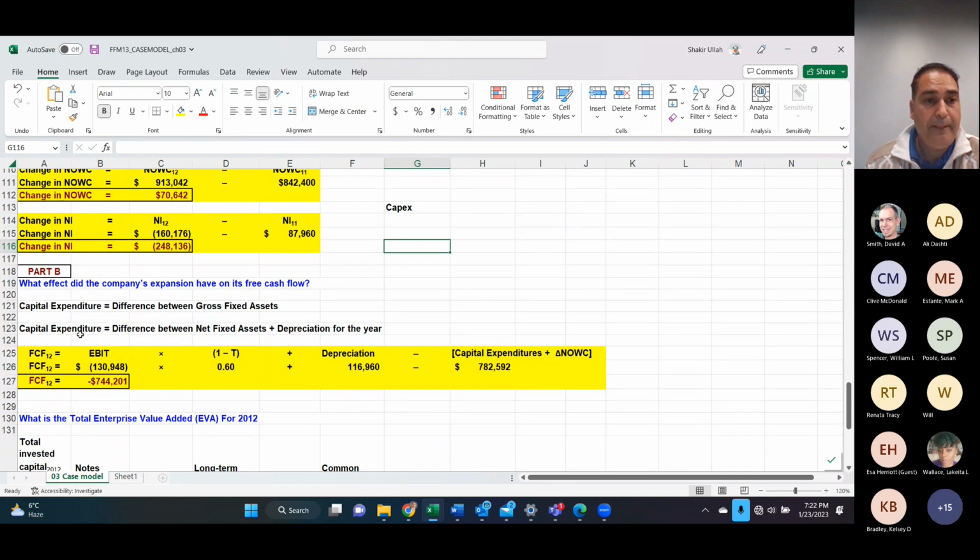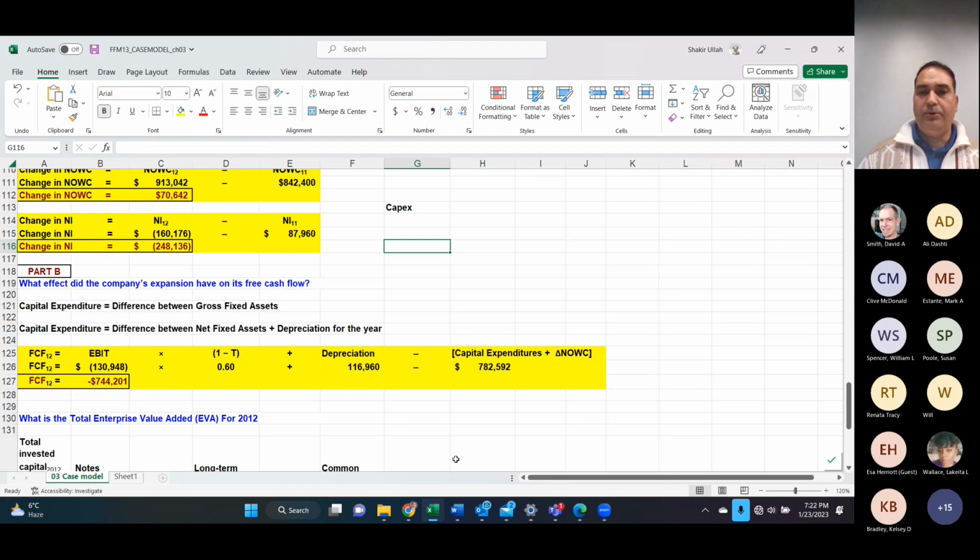Okay. Now, this might be the part that some of you will get confused with. What effect did the company's expansion have on its free cash flows? Now, remember, one of your group assignments is also related to free cash flows. You will be calculating it. So it's good to know that formula, the formula that we use for free cash flows. And by the way, what is free cash flow?